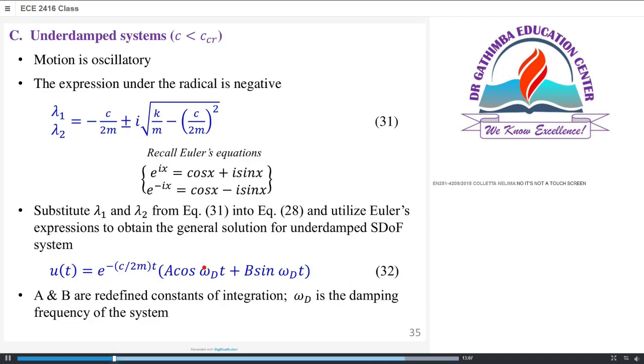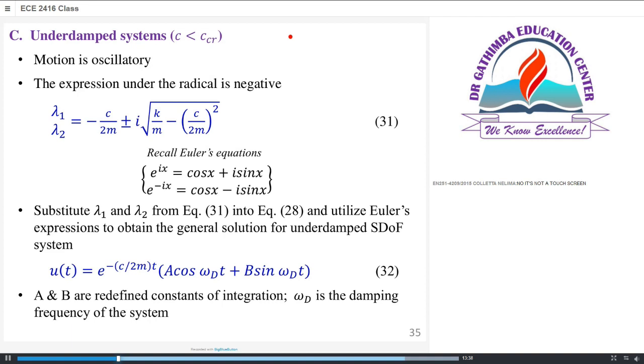But how about the underdamped system? Underdamped system is when C, or the damping coefficient, is less than the critical value. So the damping is still less than the critical. So it's not going to stop our motion immediately because they have not attained the critical damping value. So yes, it's going to damp our motion. It's going to reduce the vibration aspect, the oscillatory aspect, but it's not going to stop it just at once.